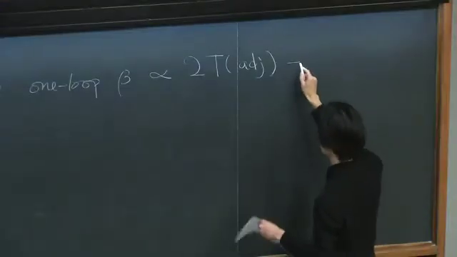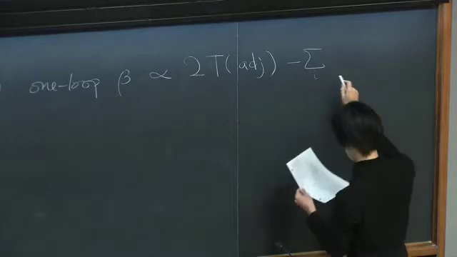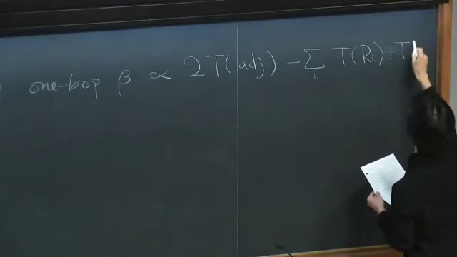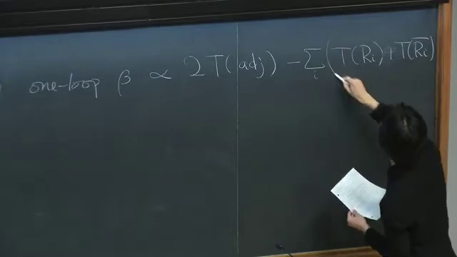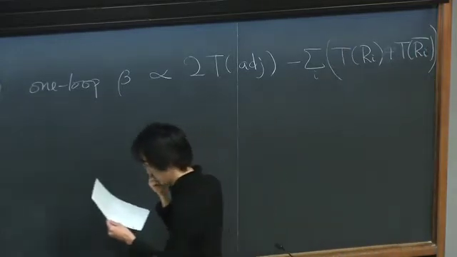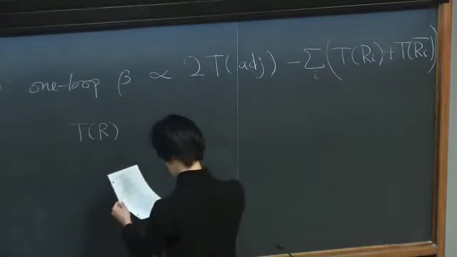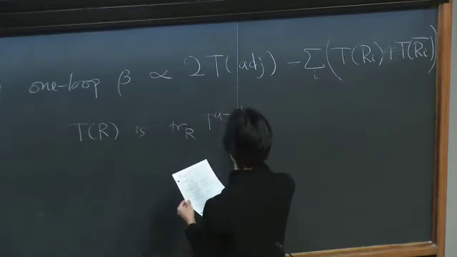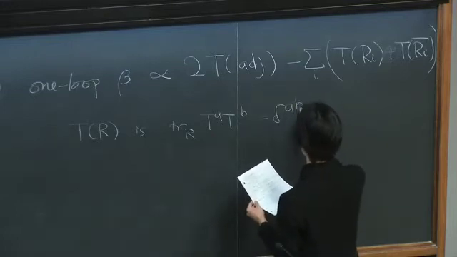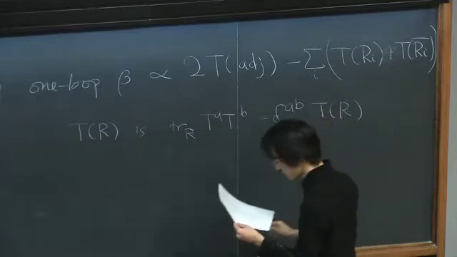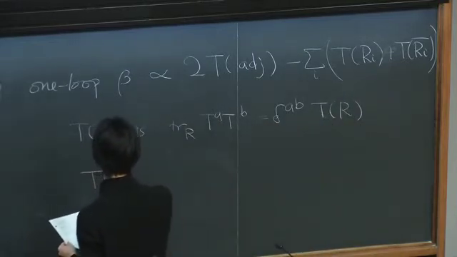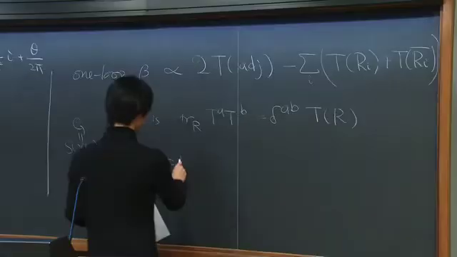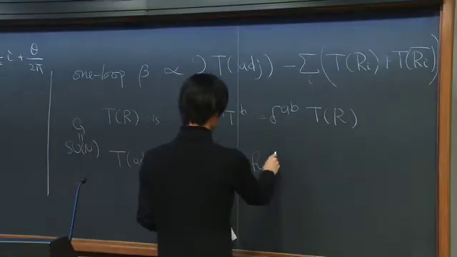There's a contribution from the vector multiplet, and there will be a contribution from the hypermultiplet, plus R_i bar. Let me give you the notation. This T of R is basically a quadratic Casimir given by T^A T^B in the representation R, which is given by delta^AB T of R. In any case, I only have time to discuss G equals SU(N). In that case, T of adjoint is N, and T of fundamental is 1/2.